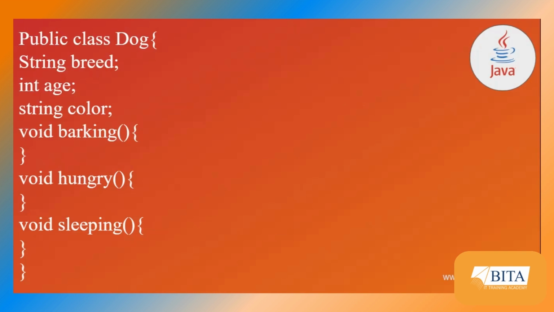Next is the instance variable. These are variables in the class, but outside the methods. They are initialized when we are creating the object of the class itself. They can be accessed from inside or from any other method also.